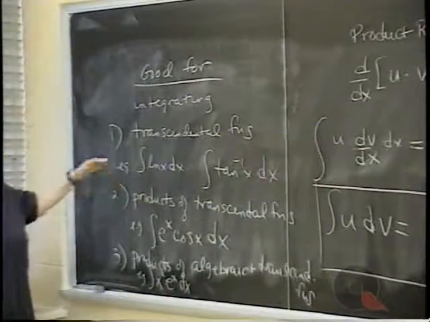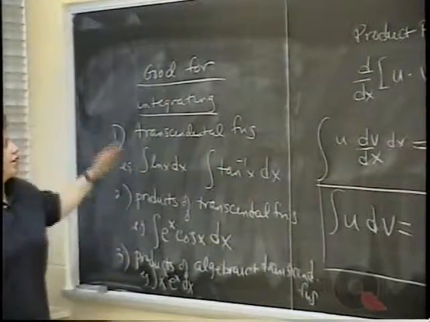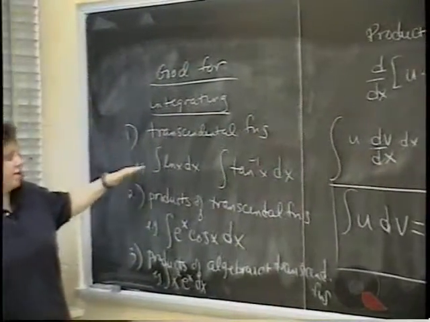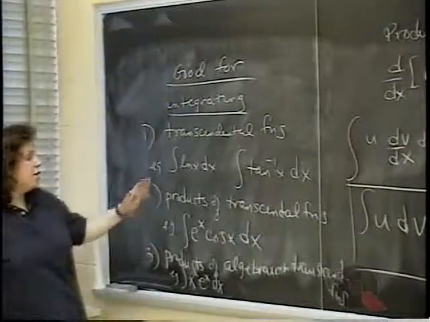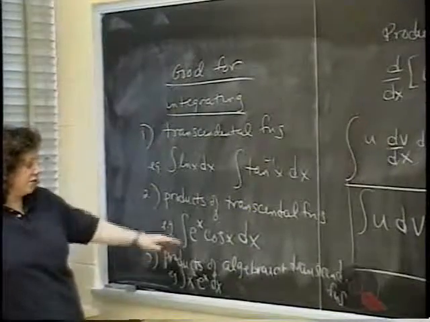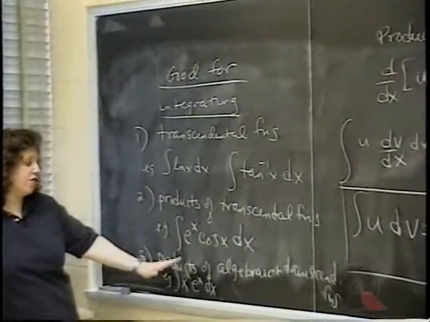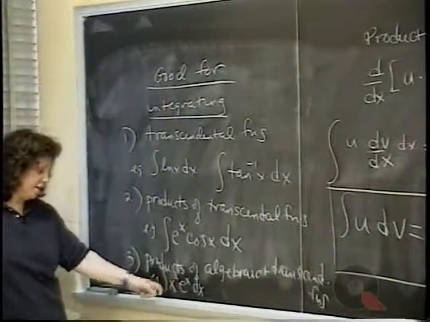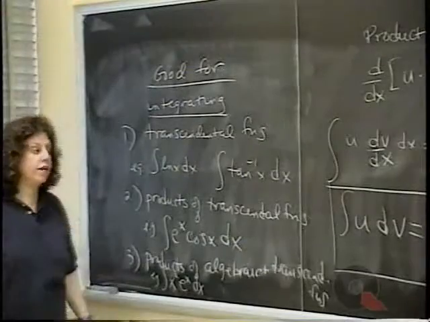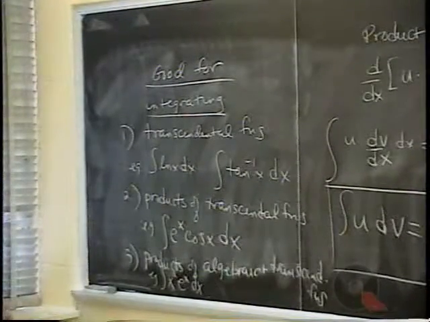So it has other uses, but it's certainly good for integrating transcendental functions that are not in basic form, ln x, inverse tan x, etc. Products of transcendental functions, e to the x cos x. Or products of algebraic and transcendental functions. For example, x squared e to the x dx. This part being algebraic, that part being exponential, which is a transcendental function. Okay, so let's get started.